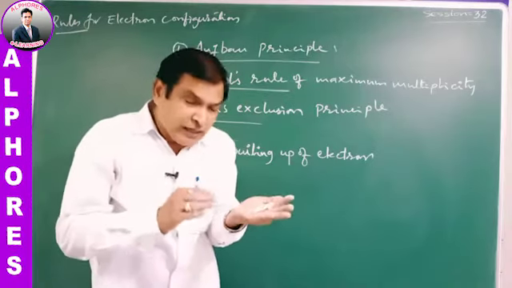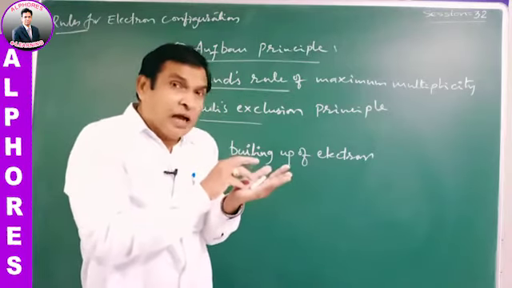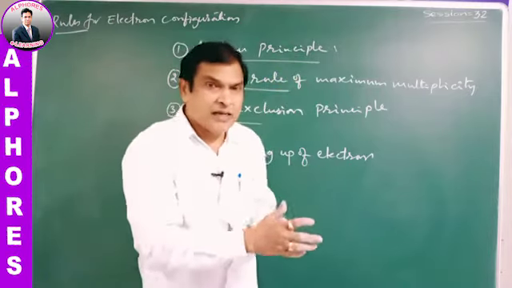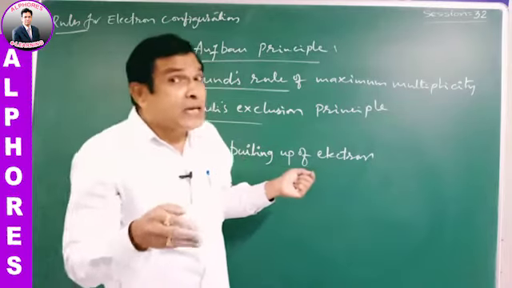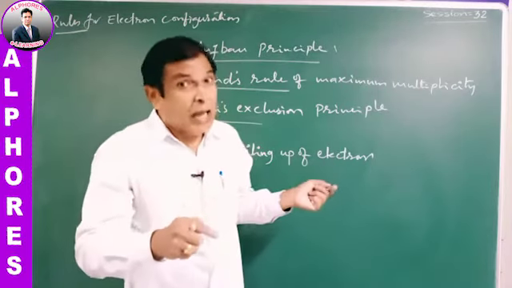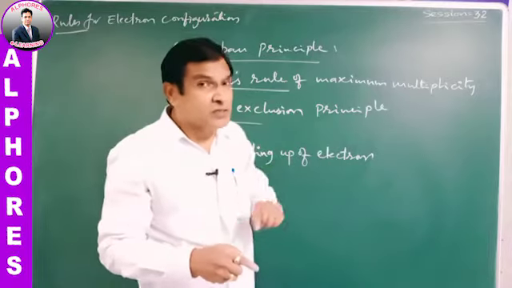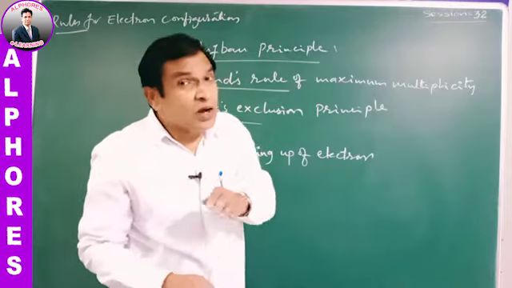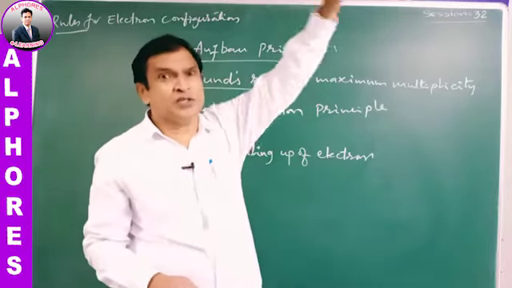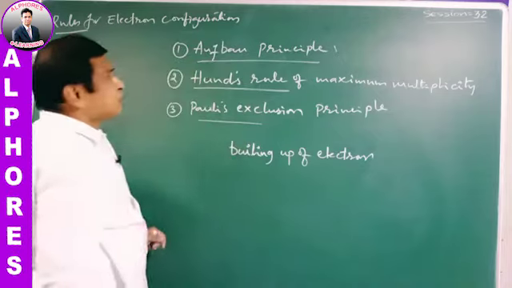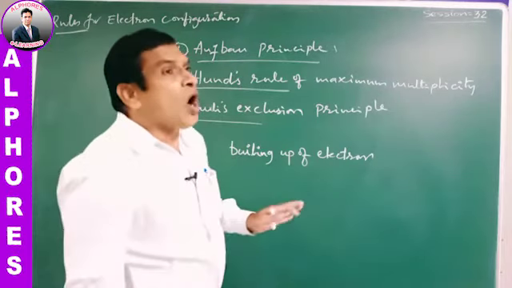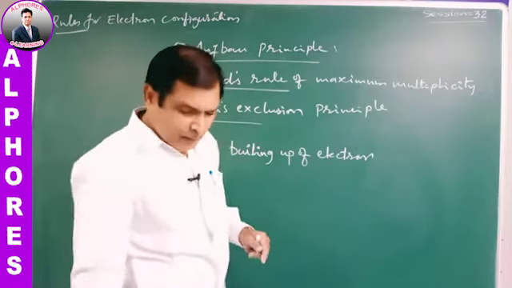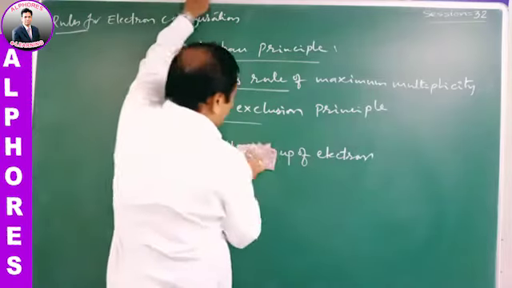That means lower energy first, electrons enter, then as the energies increase, the building up of electrons into the atomic orbitals takes place. Once again, building up of electrons among the atomic orbitals is in the order of their increasing energies. That is called Aufbau principle. Electrons occupy available lowest energy atomic orbitals first. That is the statement of Aufbau principle.